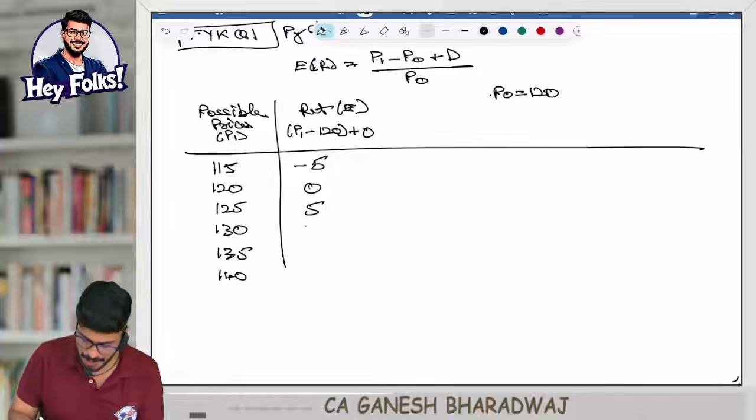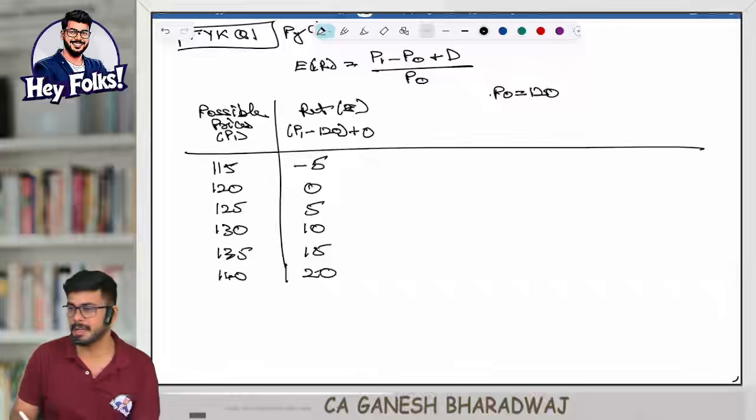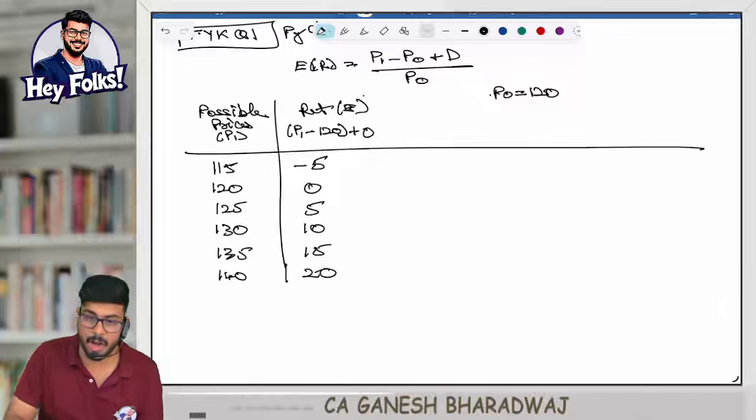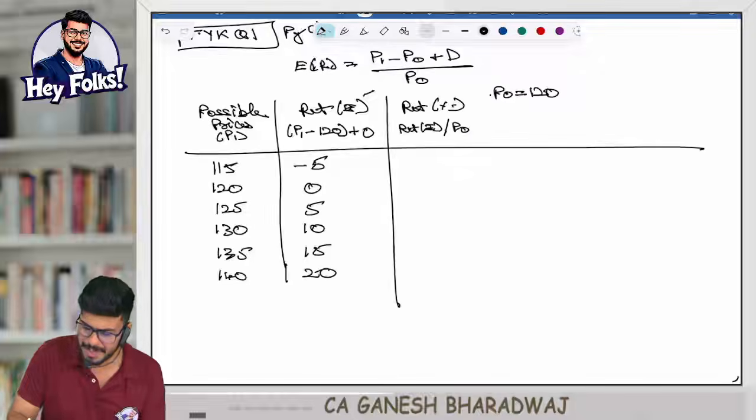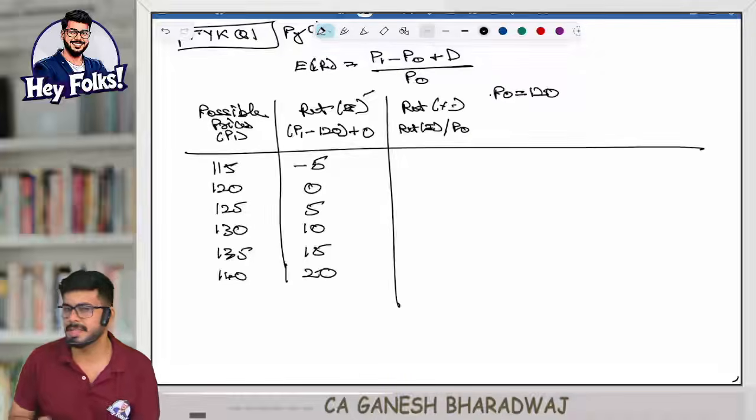130 minus 120 is 10. 135 minus 120 is 15. And 140 minus 120 is going to be 20. Is that clear, guys? Remember, we always calculate returns as a percentage. Hence, what do we do? Simple here. The returns as a percentage is going to be what? This figure, return in amount, divided by what? P0. Am I right, guys?